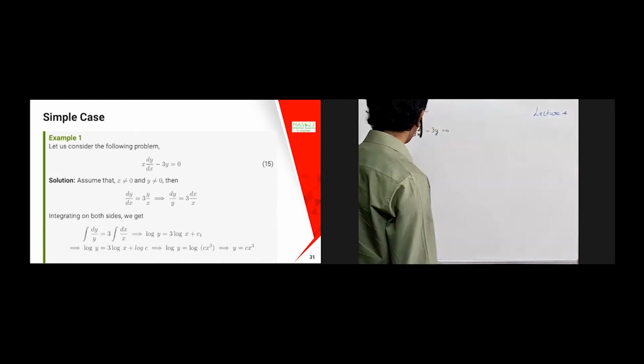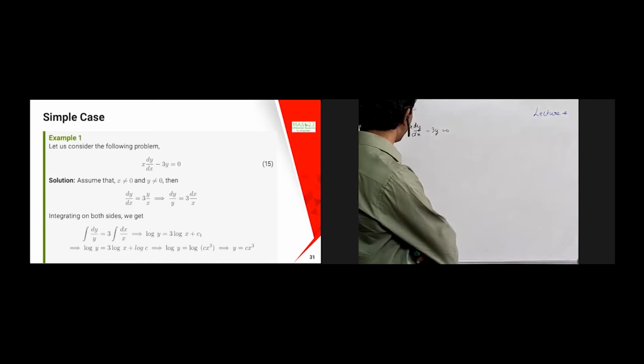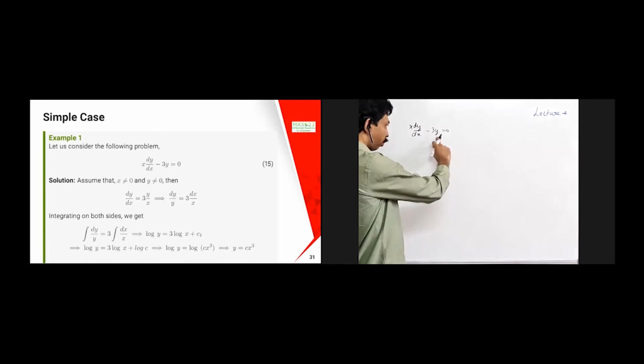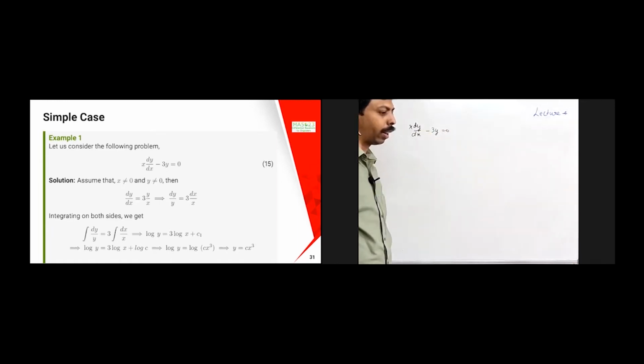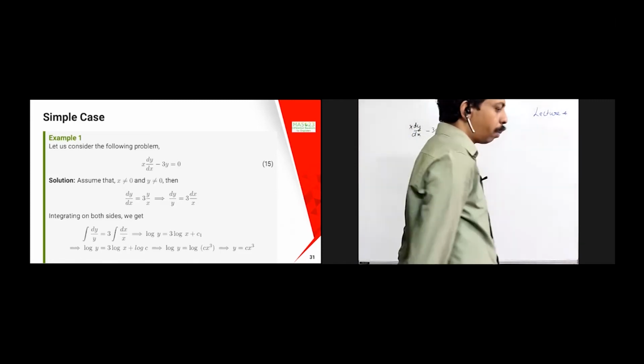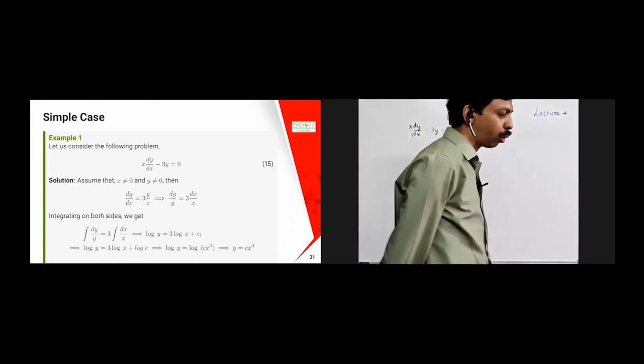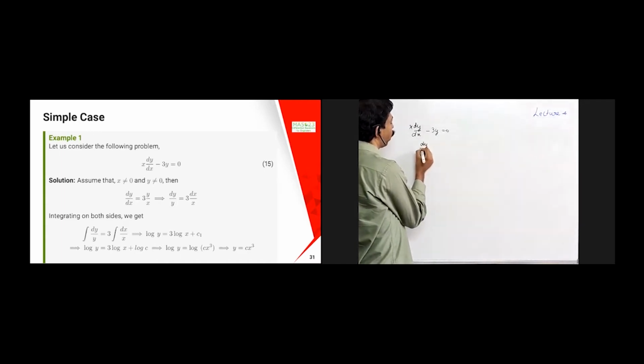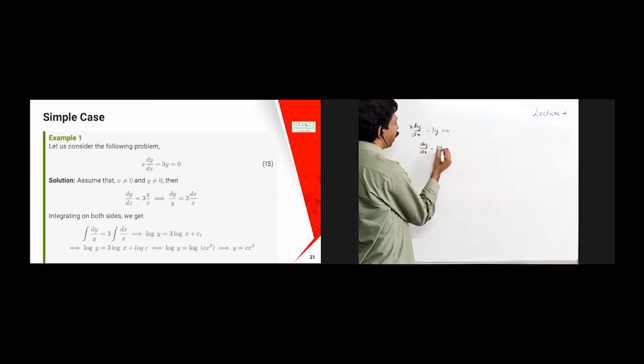One of the trivial answers for this is that suppose I put y equal to 0. If I put y equal to 0, it's going to be satisfied. That is definitely a solution for this. But what we want is a non-trivial solution. For a non-trivial solution, we assume that x is not equal to 0 and y is not equal to 0. In that case, I can define this as dy by dx minus 3y by x equal to 0.